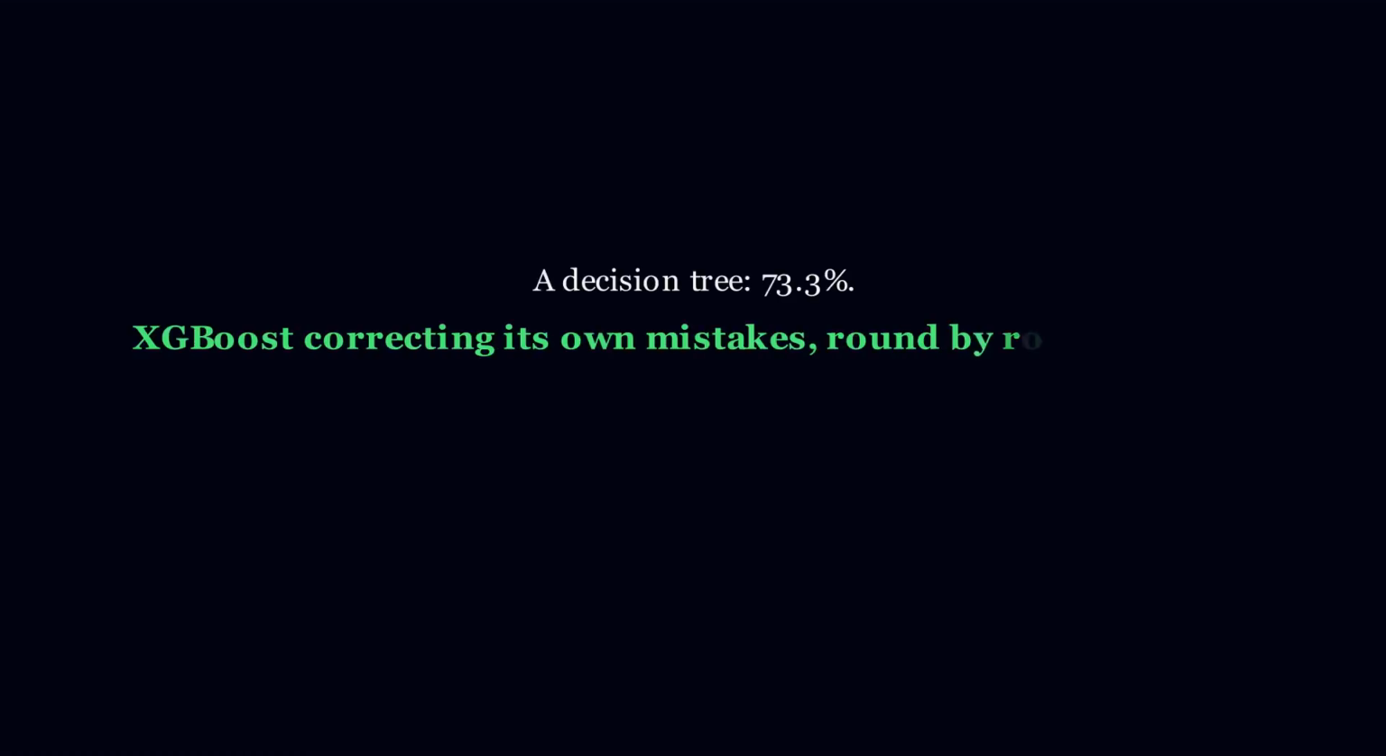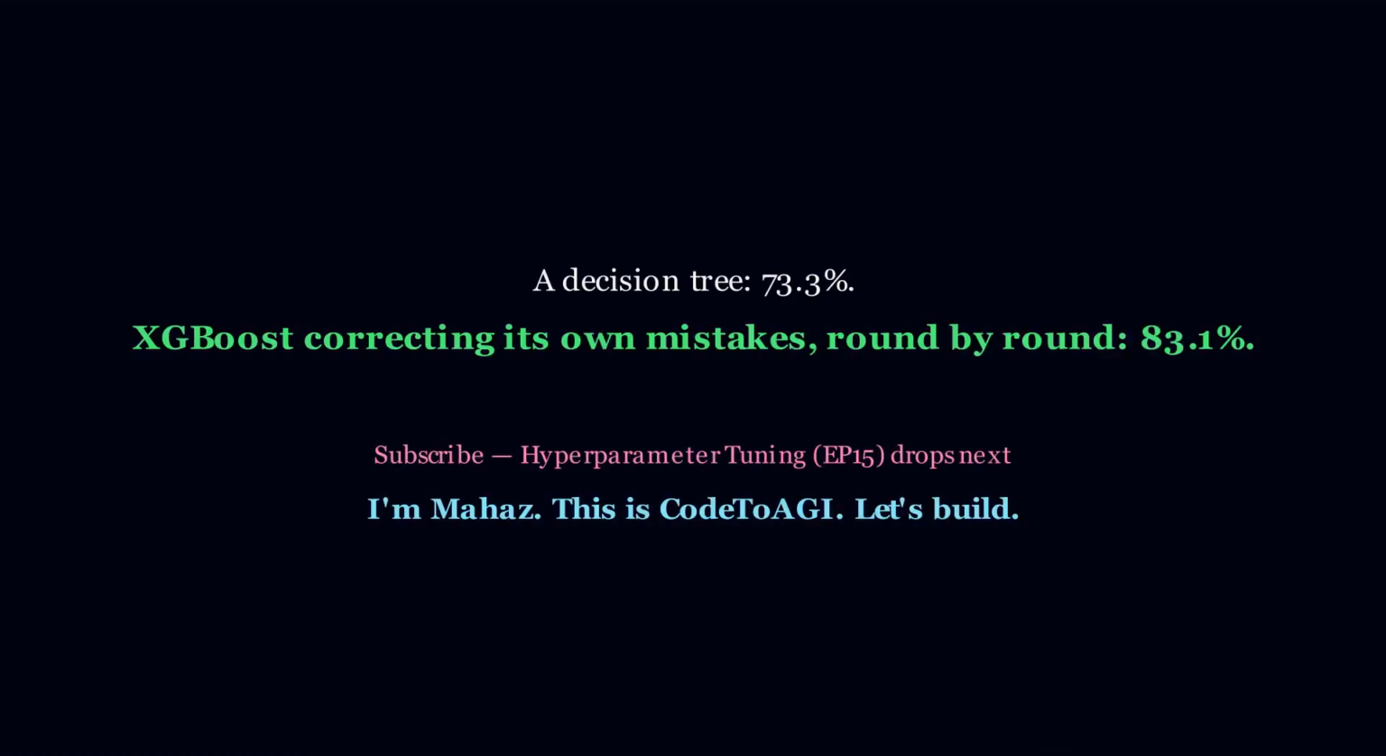A decision tree, 73%. XGBoost correcting its own mistakes, round by round, 83%. Episode 15, hyperparameter tuning explained, drops next.